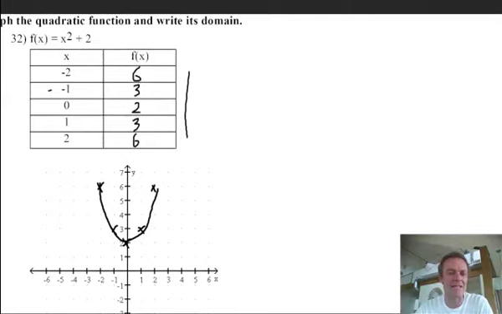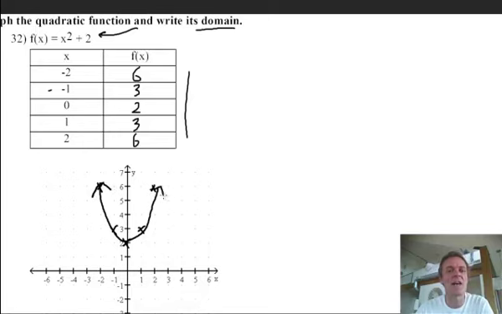Now, the domain. Domains are all about what x values you can use in this equation. So what x values? Well, you can use anything. Think about it. You can square anything. There's certain things you can't square root, so you might have some problems with square root equations because you can't square root negatives. You can't divide by 0, so there's always something that you can't do, but I can put any value of x into that particular equation. But also from the graph, look, these go on forever.